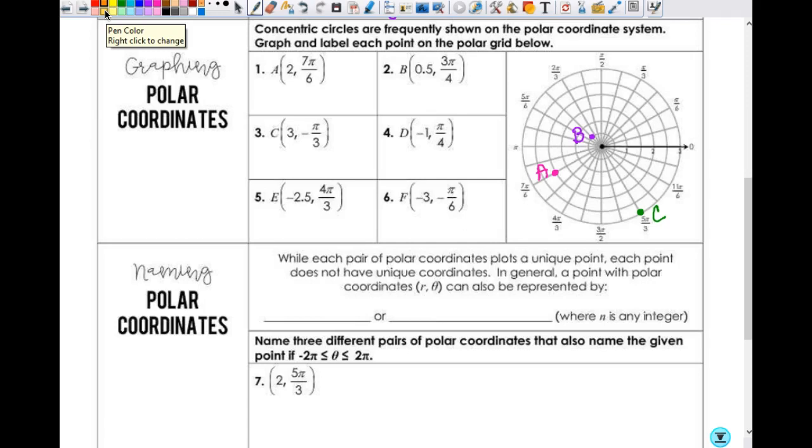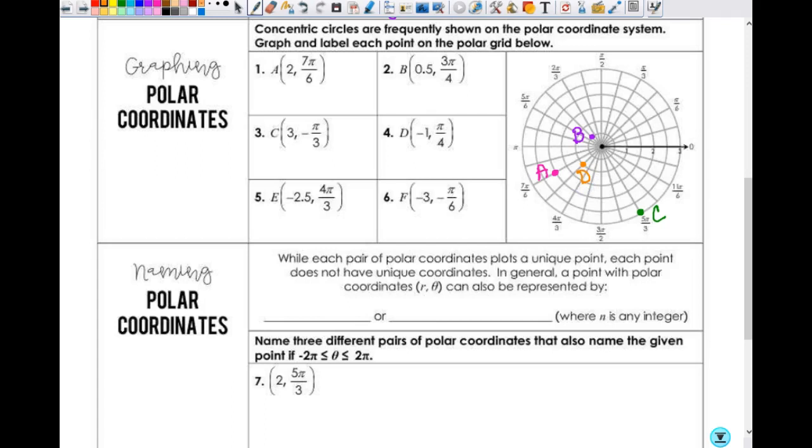Any questions? All right, so on number 4, we're going to do the negative 1. We're going to talk about it with the rule, but then I'm going to show you a different way that makes it a little bit easier. So I go to pi-4ths, right? Here's pi-4ths. It says when r is negative, because I have a negative 1, I'm actually going to plot a positive 1, but I have to add pi to the angle. So what is pi-4ths plus pi? 5 pi-4ths, right? I come around here to 5 pi-4ths, and I go 1 unit away, and right there is D.